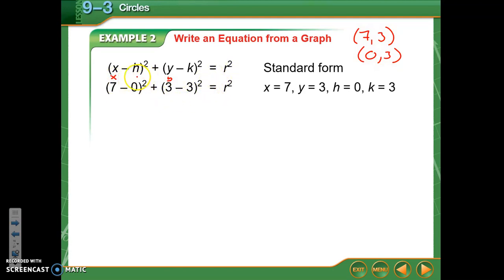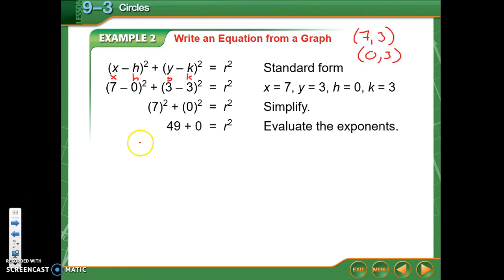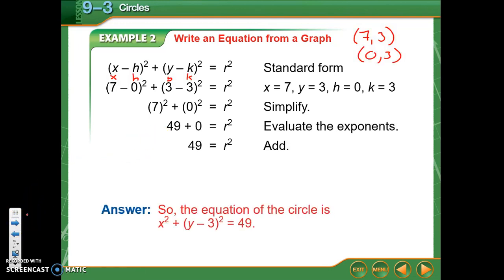So they plugged in my x and y here and my h and k here. And so then when I simplify that, I get 7 squared plus 0 squared. So we still end up with 49 equals r squared. So r is 7. R squared is 49. Notice here they wrote my equation with x squared. This is really (x minus 0) quantity squared, but x minus 0 is just x. Y minus 3 because k is 3. And then the radius squared is 49, which we saw here.